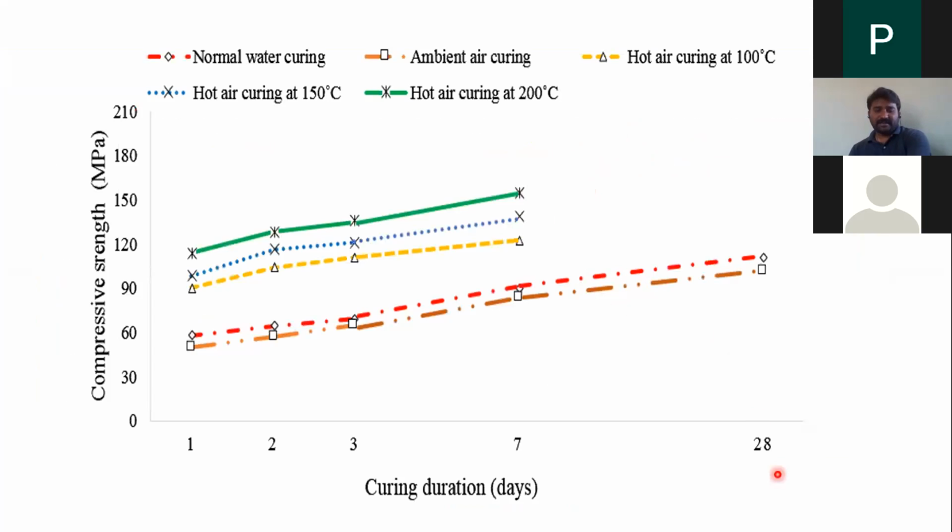As you can see, even the 28 days strength can be achieved in 7 days only with hot air curing at 200 degrees Celsius. What is hot air curing? We have kept the samples in an oven itself, an oven which has the capacity up to 250 degrees Celsius. So you can achieve the strength in just 7 days, nearly 150 MPa strength.